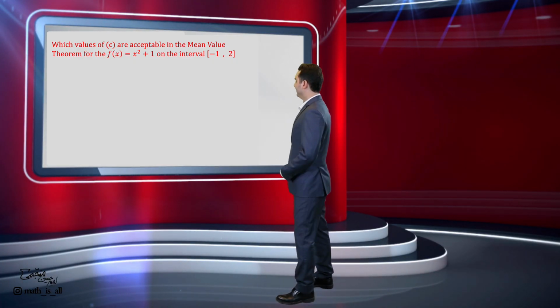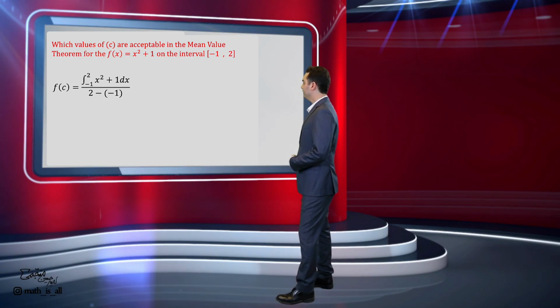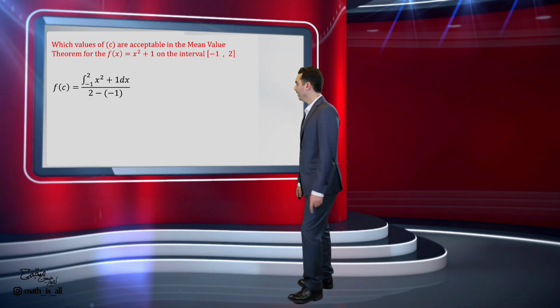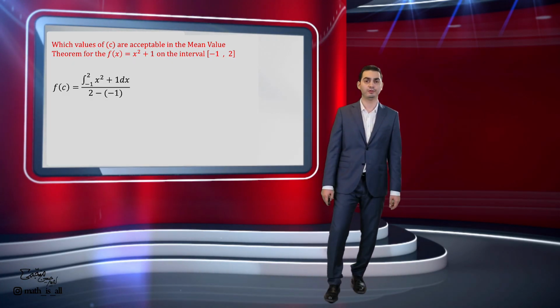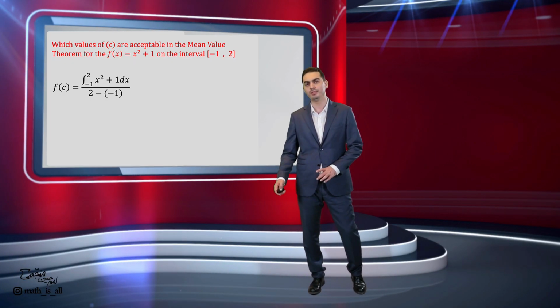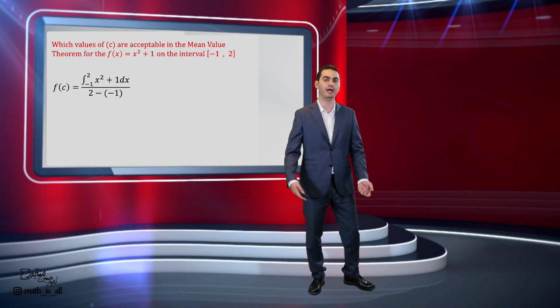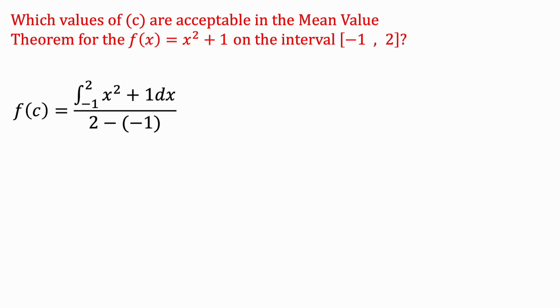It asks for the average value. So f of c equals the integral from -1 to 2, since the interval is from -1 to 2. Does it matter whether the interval is open or closed? No, it makes no difference here. So we take the integral from -1 to 2 of 1 plus x squared divided by the interval length, which is 3. Now everyone should integrate this.